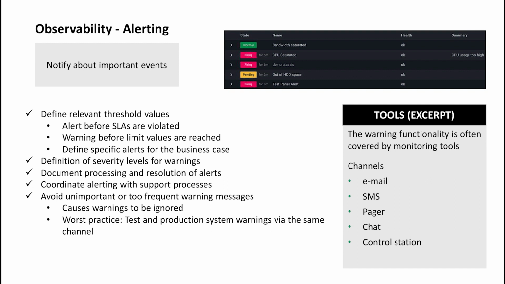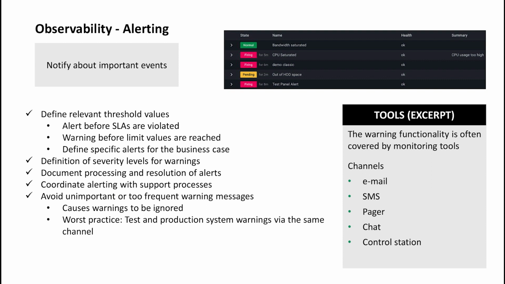Alerting informs us about important events in the system based on the monitoring data. You should observe the following best practices when alerting. Define relevant threshold values. Warn before your service level agreements are violated or application thresholds are exceeded. Also define alerts specific to your business case. For example, an alarm could be triggered if an unnaturally high number of users register in your system, or if the number of purchases suddenly plummets.